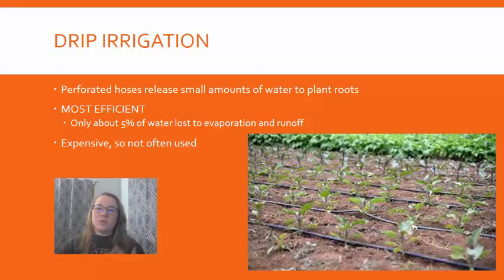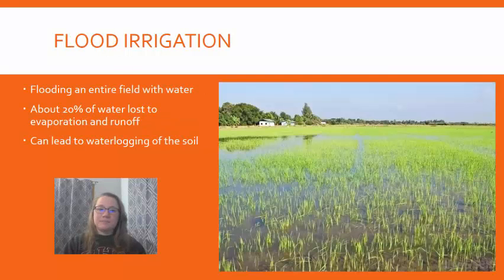So this is something that's only really practical in smaller scale agricultural settings. You're not going to see a whole cornfield lined with drip irrigation. It just doesn't make economic sense.